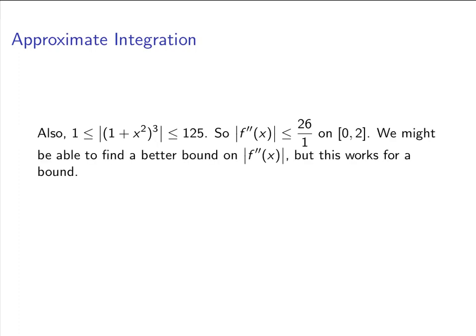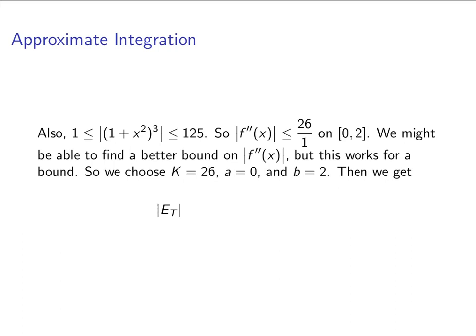Now, it's certainly possible that we could find a better bound on f double prime of x, but this is going to work for a bound. We're not necessarily looking for the best possible bound. We're just looking for a bound. All right, so we're going to choose k equals 26, a equals 0, and b equals 2. Then, here's what we get.